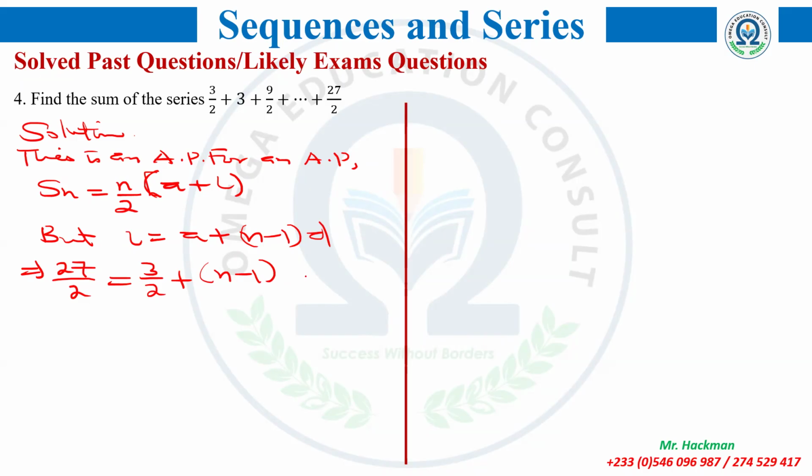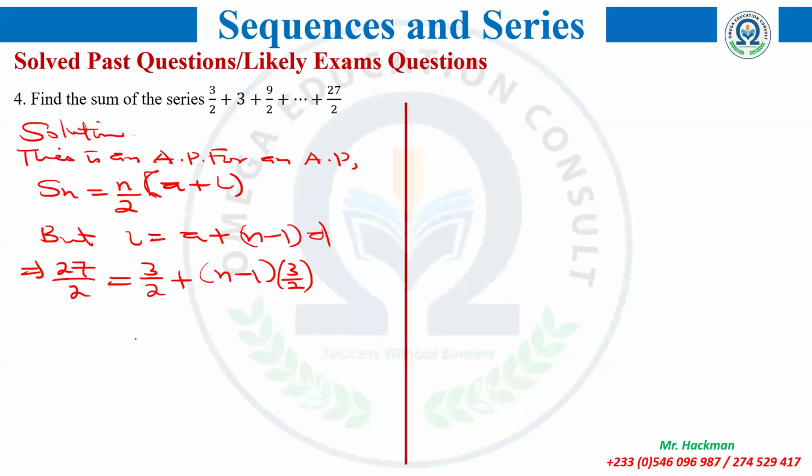3/2. Come again. 3/2. Okay, so 3/2. You put that also in brackets if you like. So at this point, you solve for your N. Do we have to solve for the N, or should I give you the N value? Sir, please give us the N value.